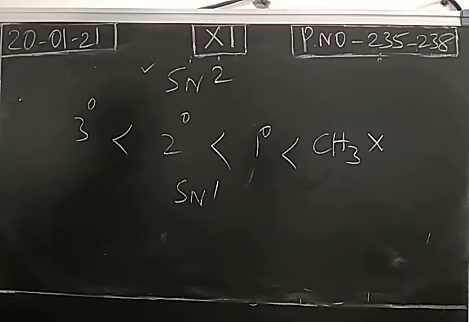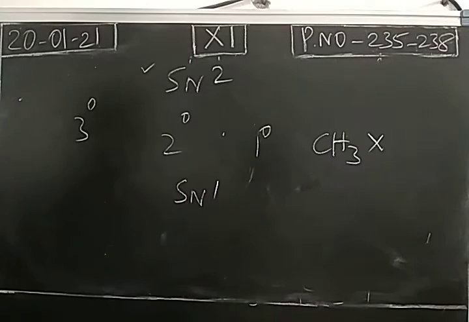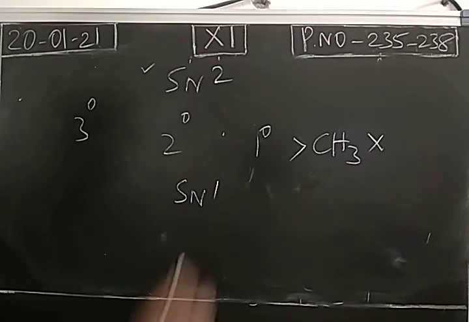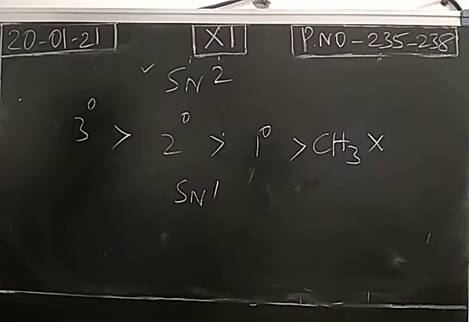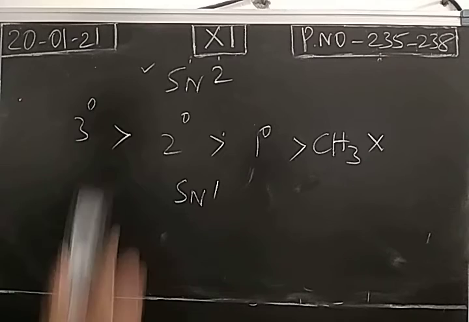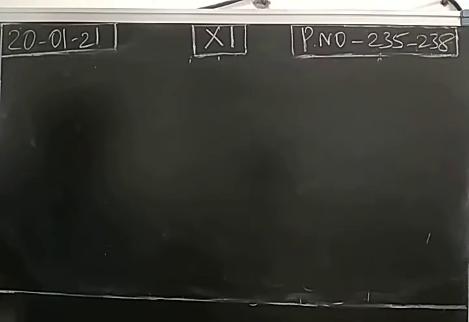For SN1, the reverse order. For the SN1 mechanism, comparing methyl halide, primary will have more reactivity. Comparing primary, secondary alkyl halide will have more reactivity towards SN1, and tertiary alkyl halide will have the most reactivity towards the SN1 mechanism. With this, nucleophilic substitution reactions are over. Next, we move into elimination reactions.